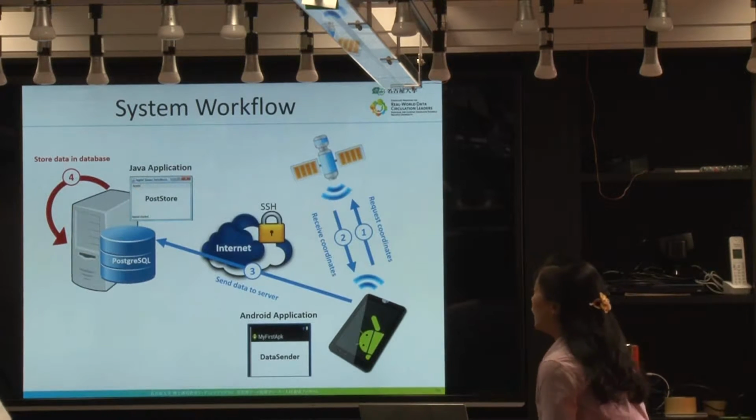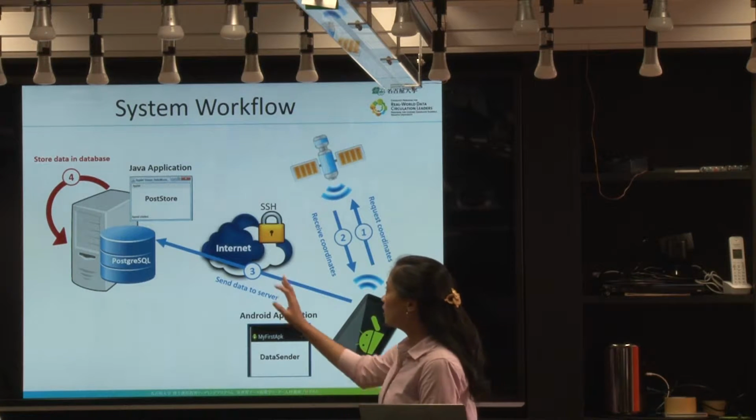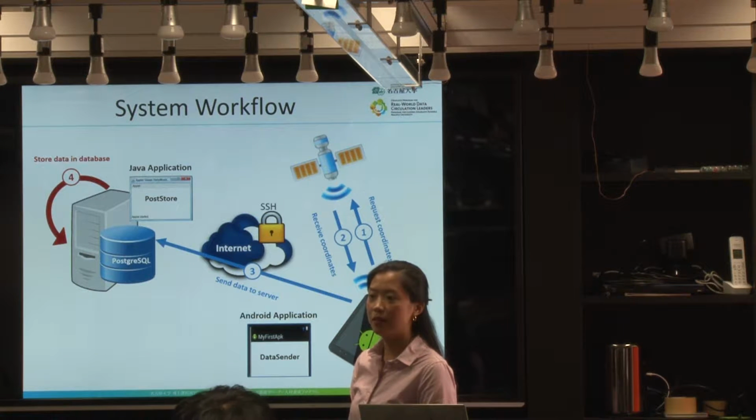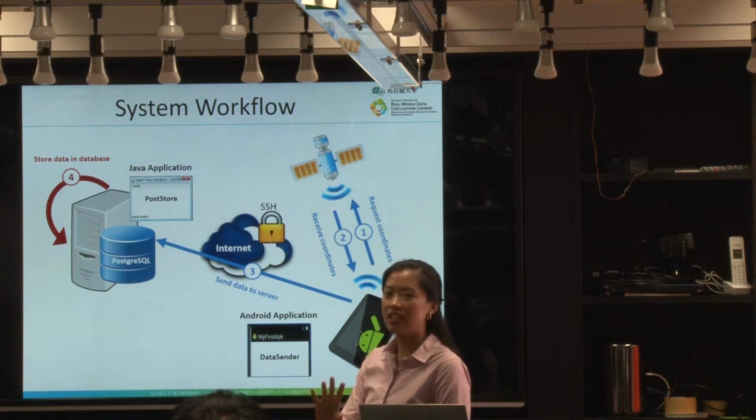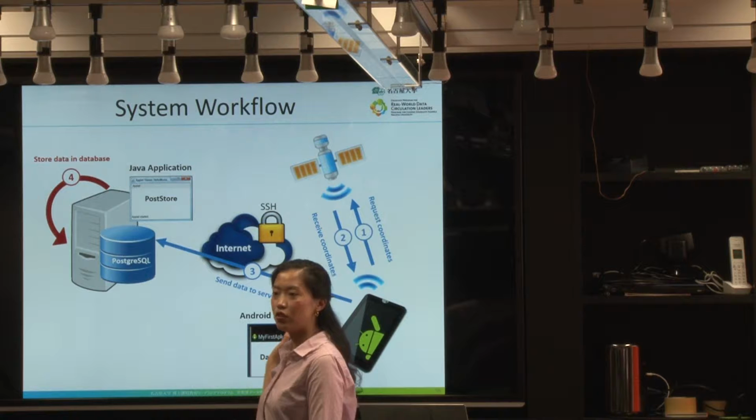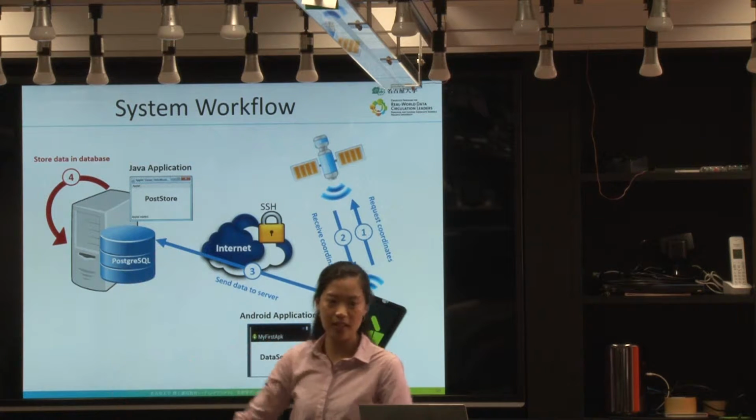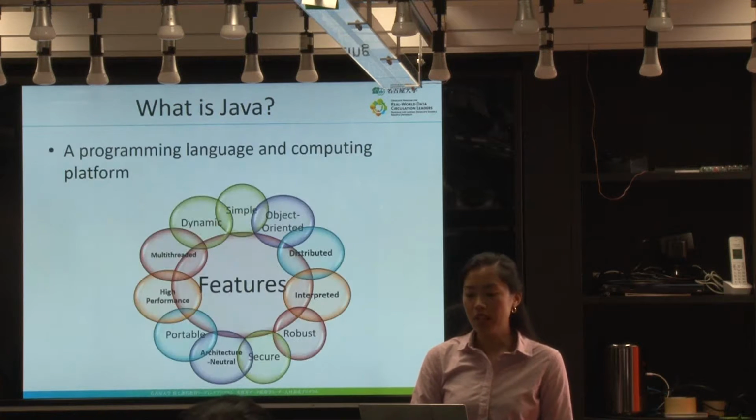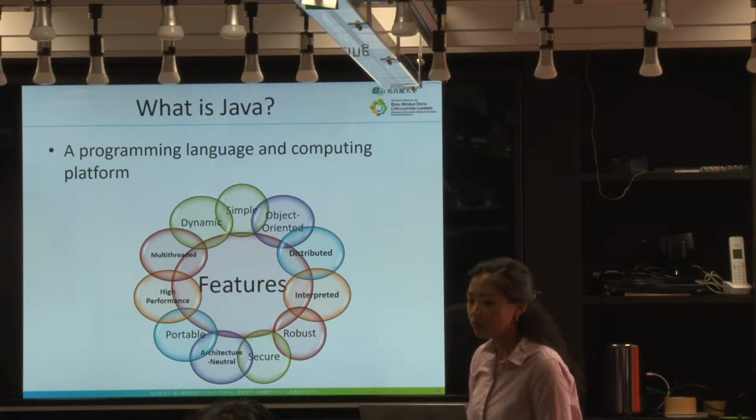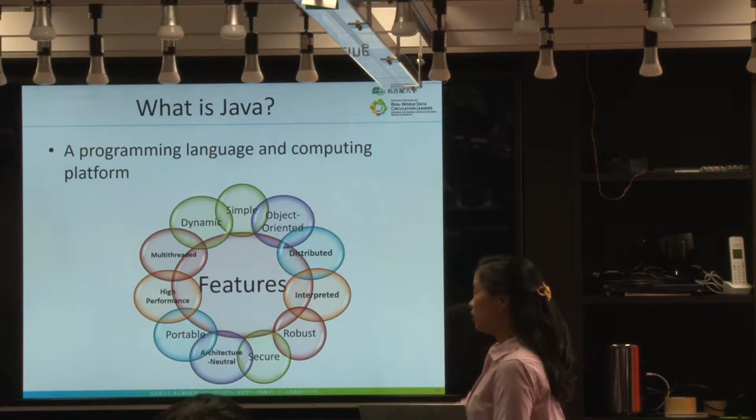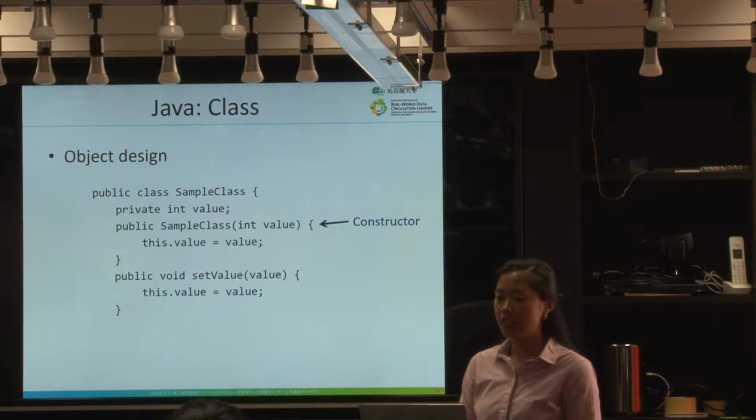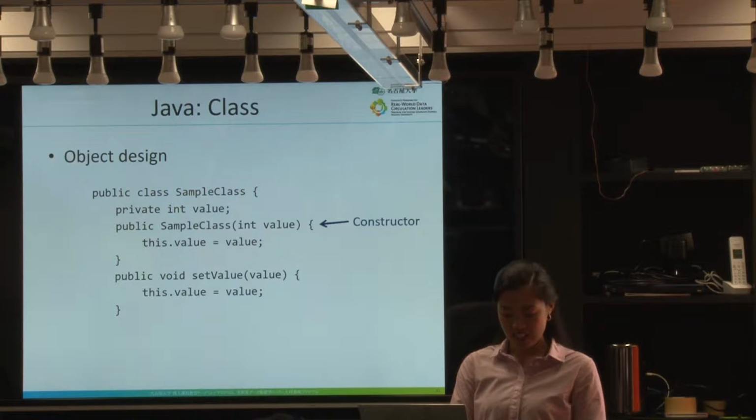The second part is the post store Java application. So basically, it's an application written in the Java language, and it is the one that's going to store the data it receives from your Android application to the database. So I think you did DTF in Java, right? So basically, these are the features of Java, and just some review on the design of a Java class.